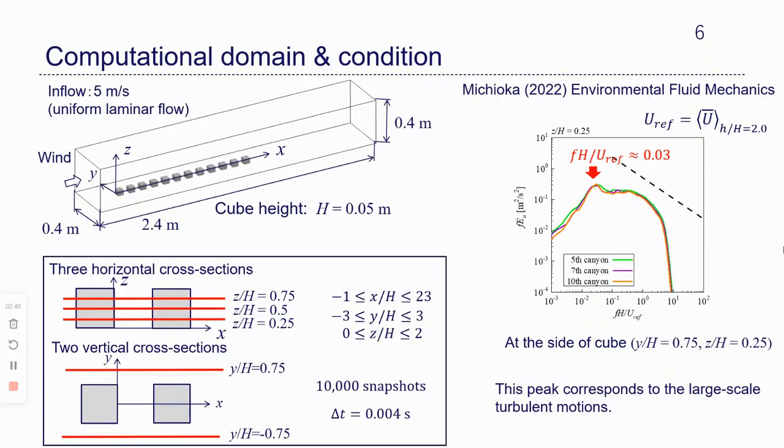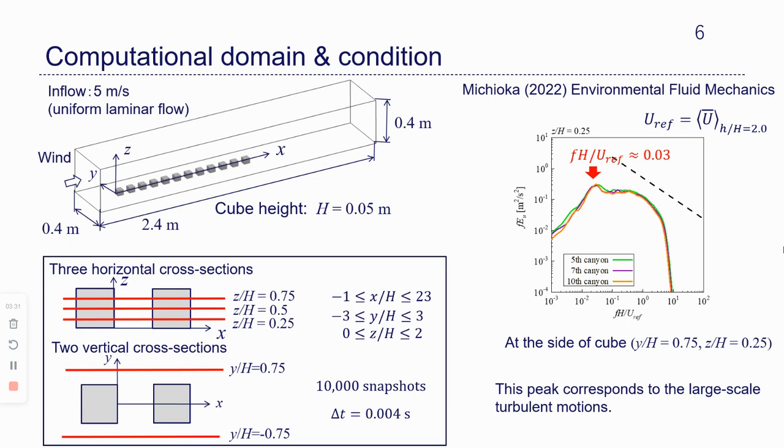This is the data of the LES for turbulent flow around the inline array of the cube like this. Please check the detailed computational conditions in this paper. Cube height h is 0.05 meter and the cubes were set on the bottom surface at equal interval h. Approaching flow is uniform laminar flow to exclude the effect of the approaching turbulence on the turbulent flow around the cube. So turbulent flow is generated only by the cube in this case.